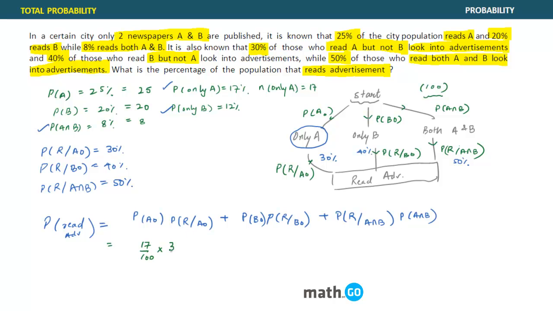So this is 17 by 100 into 30 by 100. Now you get my point, what I'm trying to put forward. BO is nothing but 12%, so this is 12 by 100 into 40 by 100, plus this is 8 by 100 into 50 by 100. Just solve this particular answer. This is what we are targeting to find. So this is how total probability questions are used in day-to-day life.